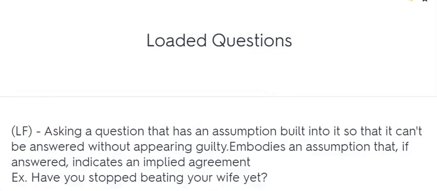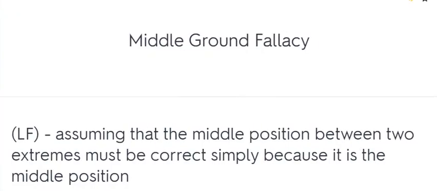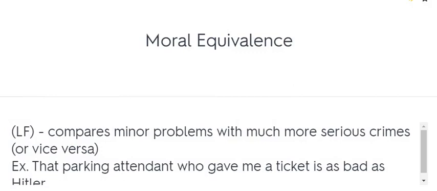Loaded questions. Asking a question that has an assumption built into it so that it can't be answered without appearing guilty. It embodies an assumption that, if answered, indicates an implied agreement. Example: Have you stopped beating your wife yet? Middle ground fallacy. Assuming that the middle position between two extremes must be correct simply because it is the middle position. Moral equivalence. Compares minor problems with much more serious crimes. Example: That parking attendant who gave me a ticket is as bad as Hitler.